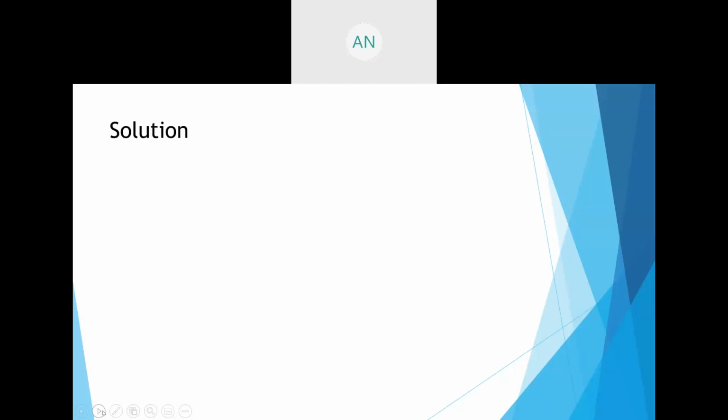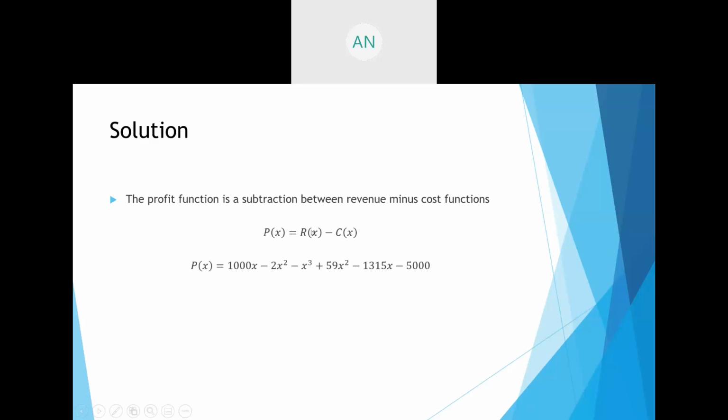Now when we start with the solution, what is the first thing? The profit function, as you know, is a subtraction between revenue and cost functions. Based on that, profit of x is equal to revenue of x minus cost of x. With this, what I want you to do is find the function for profit of x. Can you find the function for profit of x? Revenue of x is given to you and cost of x is also given to you. So based on that, you are going to find the function for profit in terms of x.